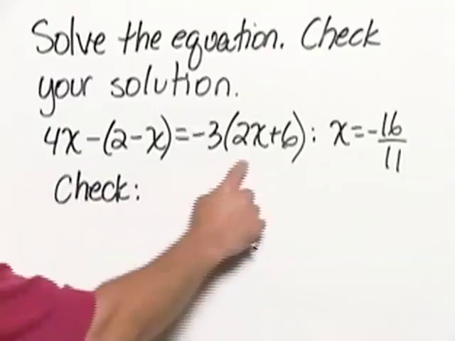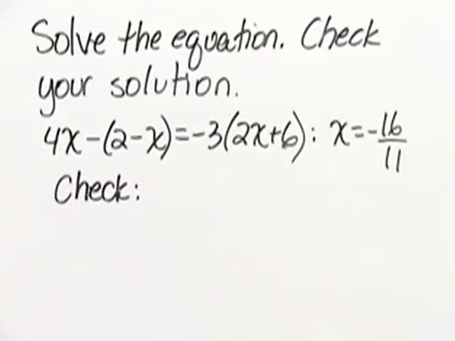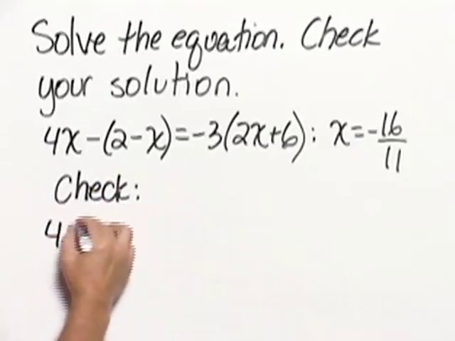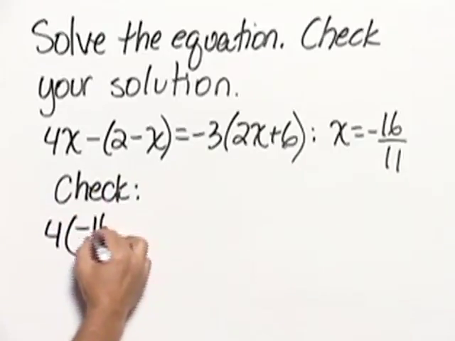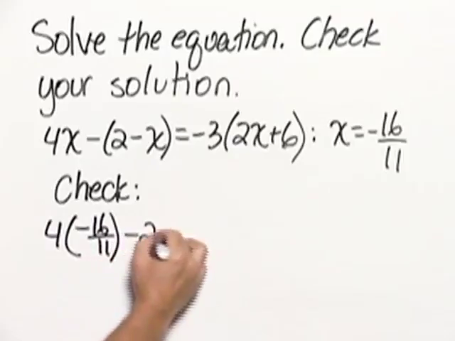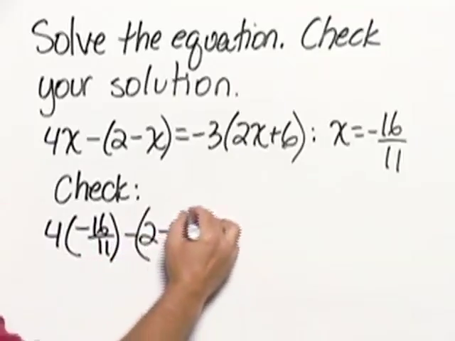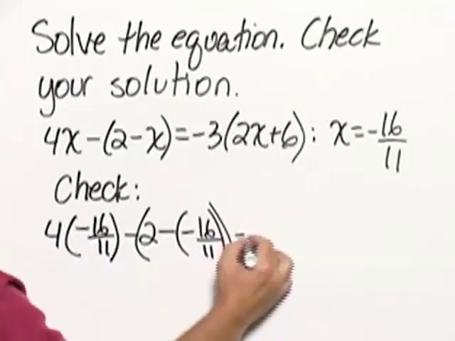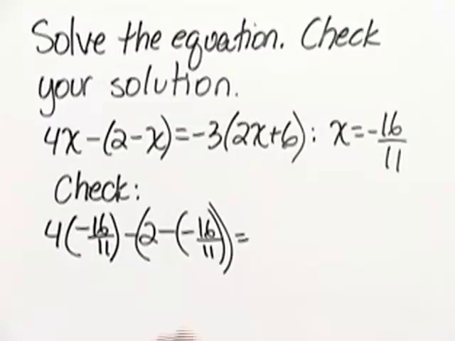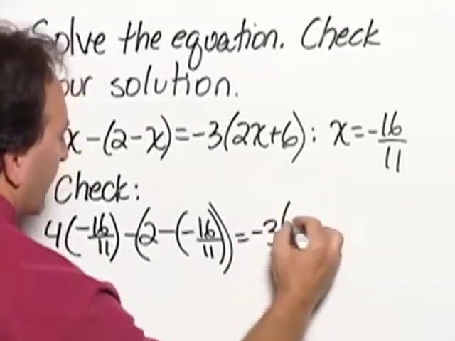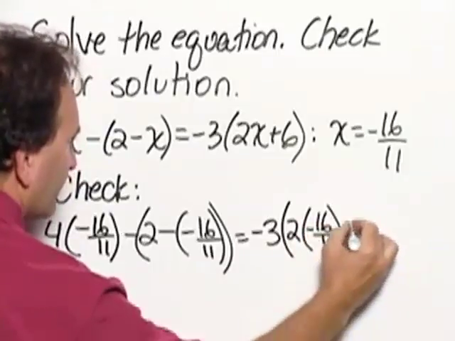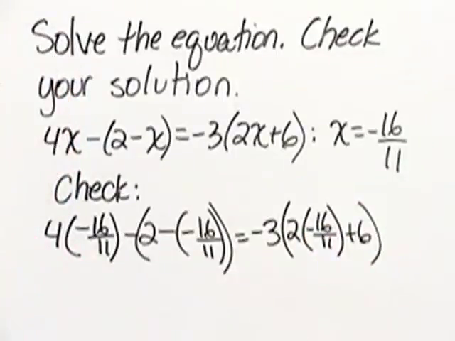So here's the check of our solution. I've rewritten the equation and its solution. We now need to substitute the -16/11 in place of x. So 4 times -16/11 minus parentheses 2 minus, and then in parentheses, -16/11. And that we want to check to see if it's equal to -3 times 2 times, in parentheses, -16/11 plus 6. Okay, so we need to simplify.